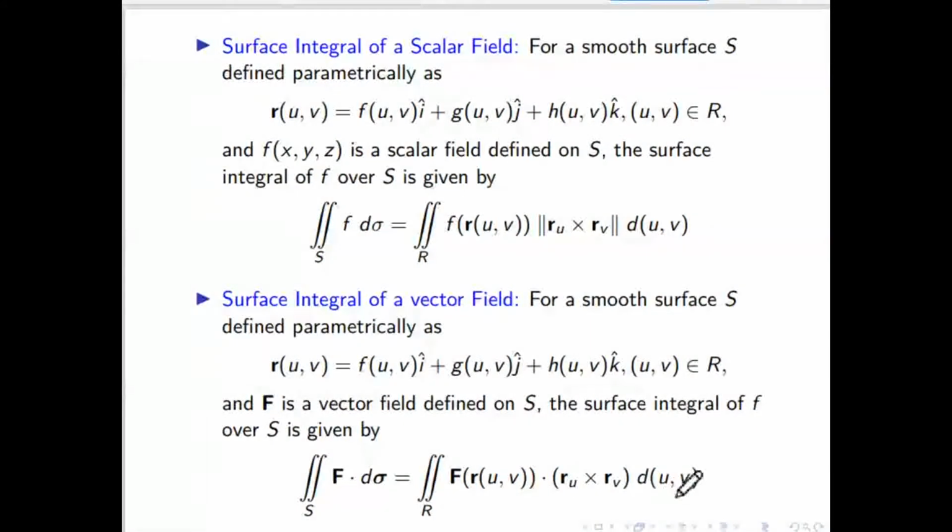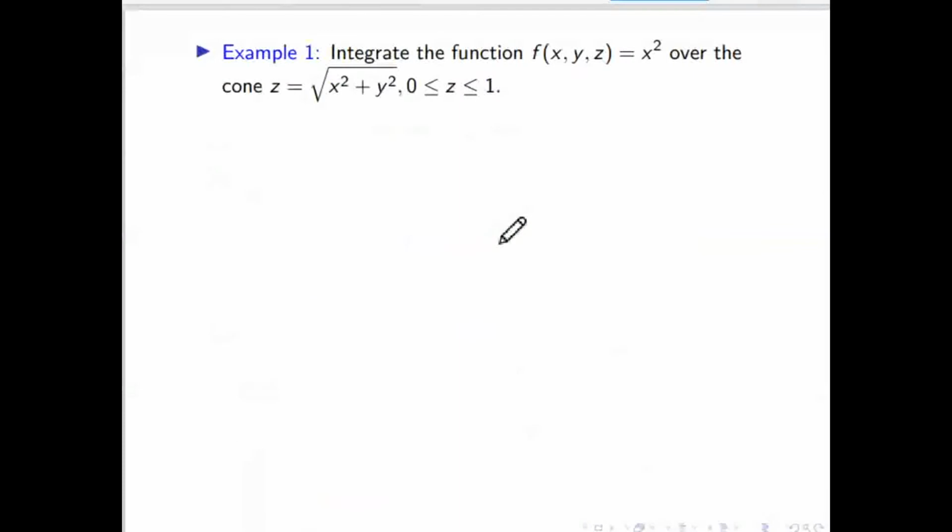In the first question, whenever a question comes, you first need the parameterization in order to calculate the surface integral, like we do in the line integral. The question is: you have to integrate this function f over this cone. The cone is the given surface. Is this function a vector or a scalar? Scalar. So first we will do the parameterization of this cone.